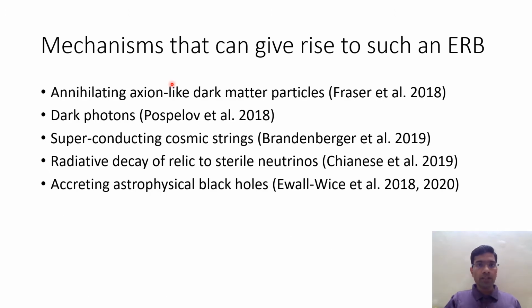So several mechanisms have been proposed that could give rise to such an excess radio background. Here I have given a short list which is not an exhaustive one. So for example, annihilating axion-like particles could produce the photons, or the resonant conversion of the dark photons into the standard model photons, and several other examples are there which could give rise to such an excess radio background.